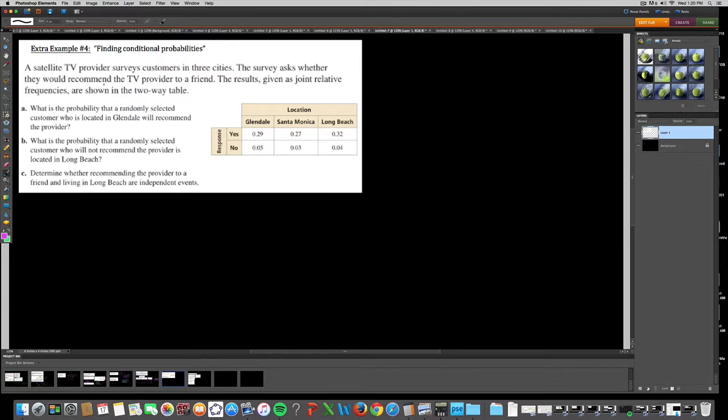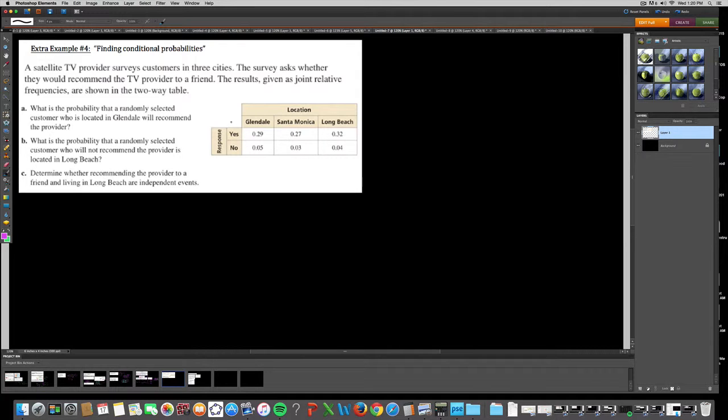It says that a satellite TV provider surveys customers in 3 cities. And so it seems we have Glendale, Santa Monica, and Long Beach. The survey asks whether they would recommend the TV provider to a friend. So these results, given as the joint relative frequencies, are shown in this two-way table. And the response was either they would recommend it or not.